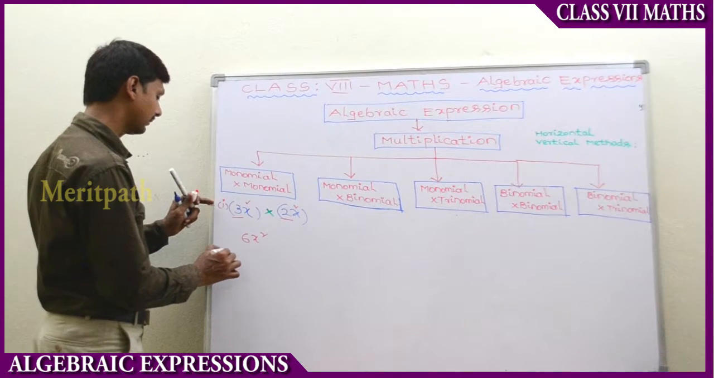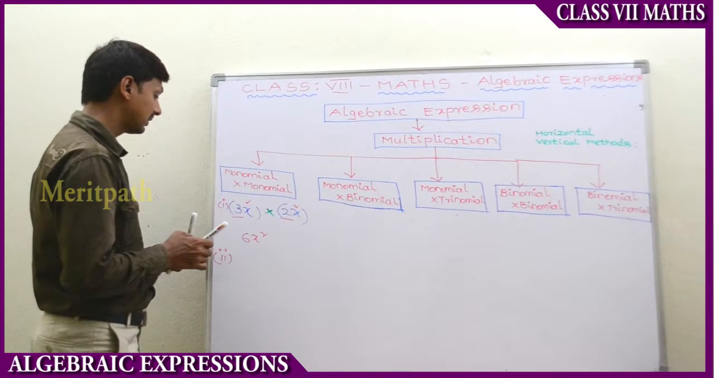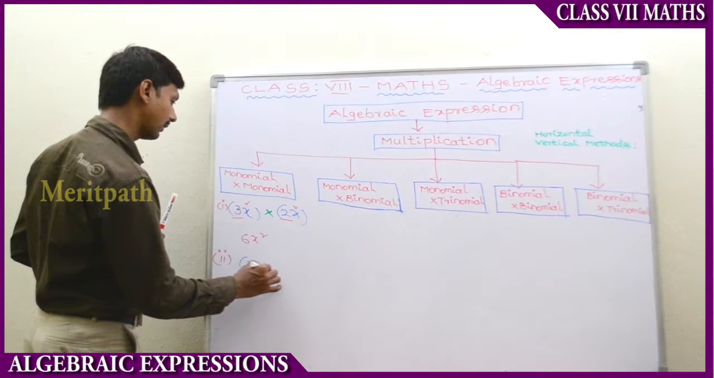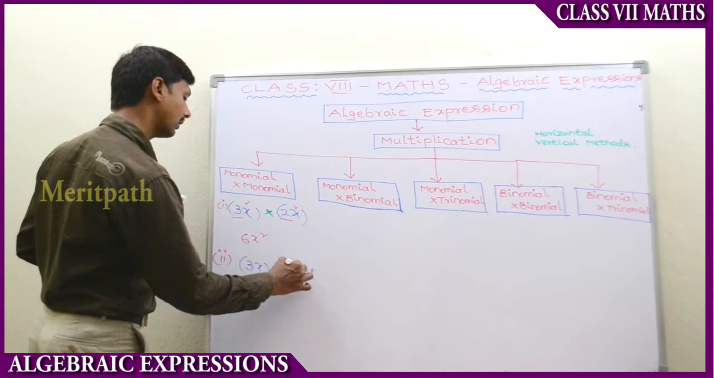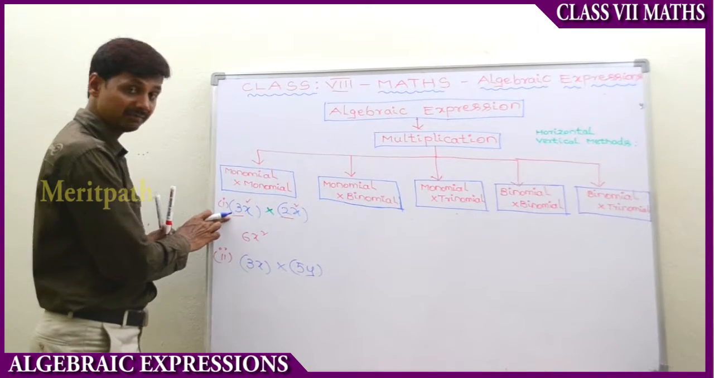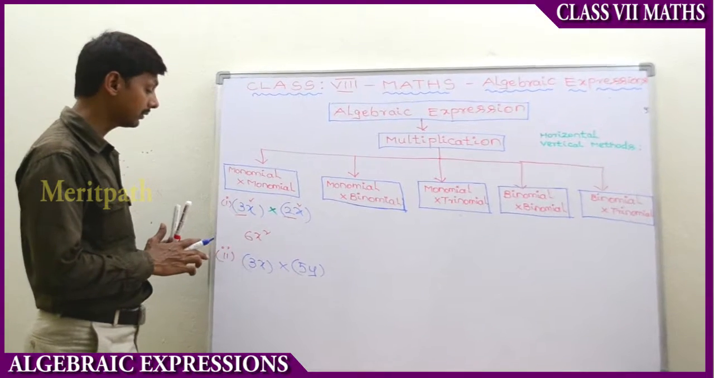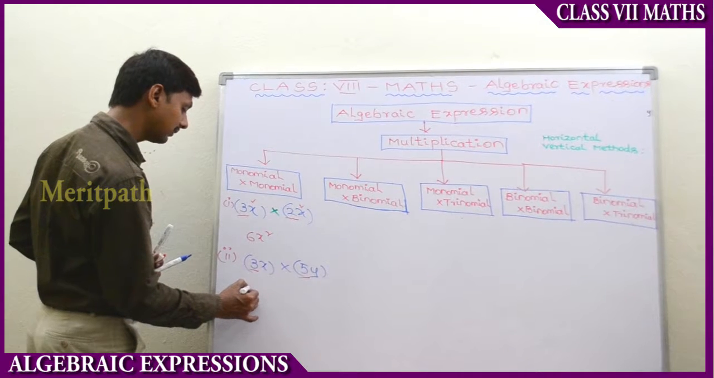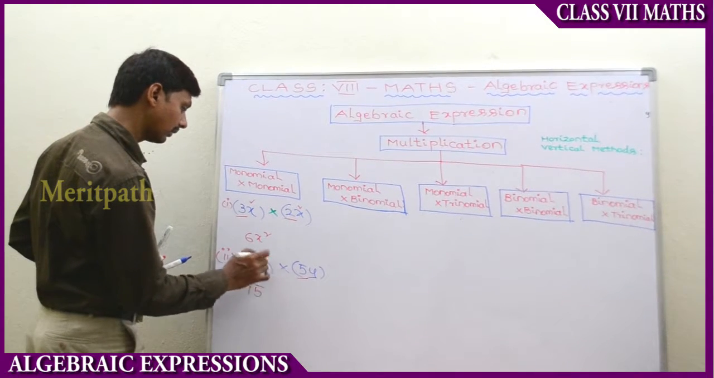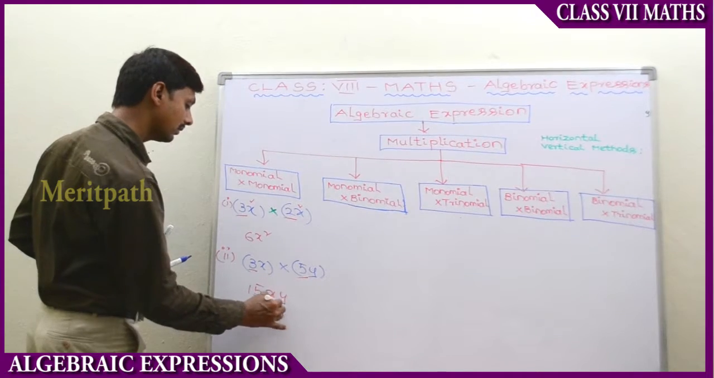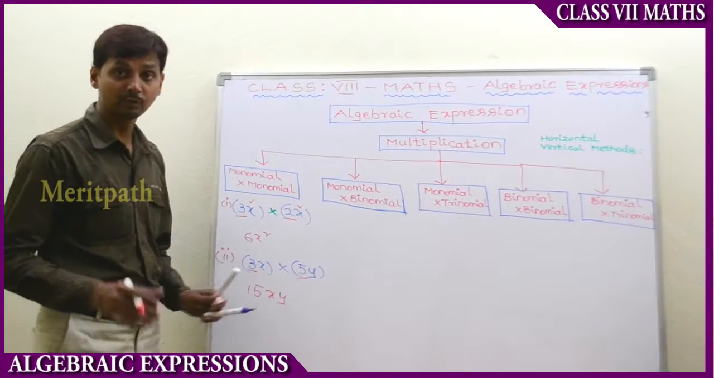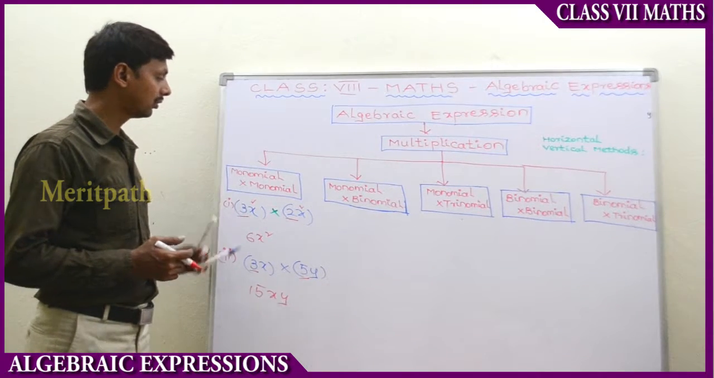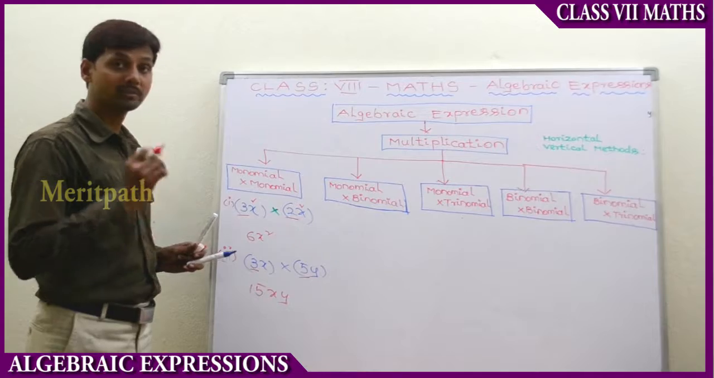Let's take some other example. We take 3x into 5y. These are unlike terms. First we took like terms, now let's take unlike terms. We get 3 into 5 is 15, x into y is xy. So for unlike terms, we multiply the numerical coefficients to find 15, and x into y, xy. So this is monomial by monomial, horizontal method.